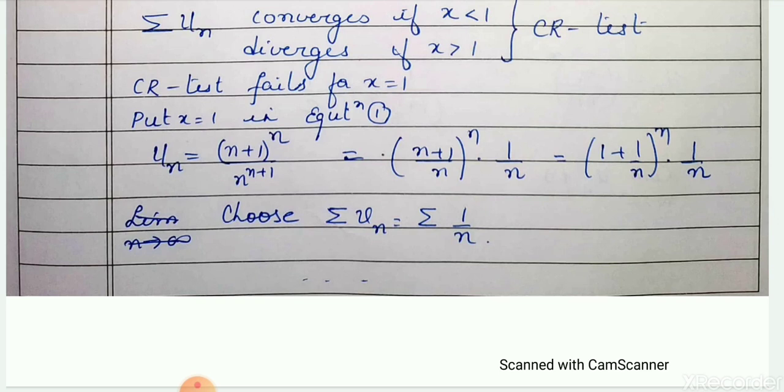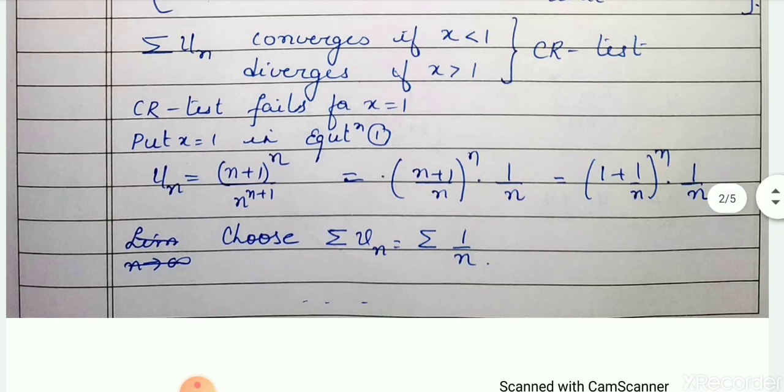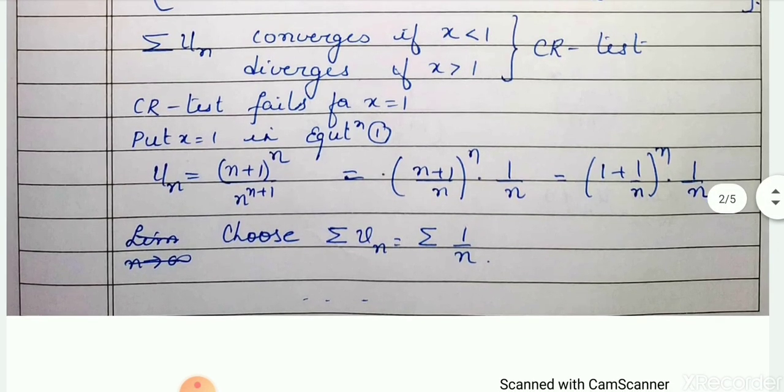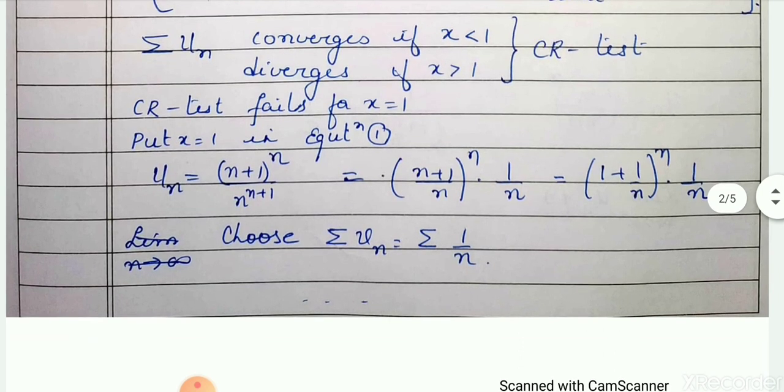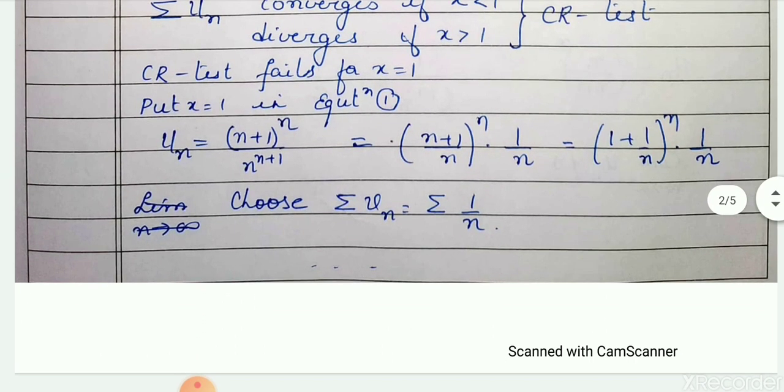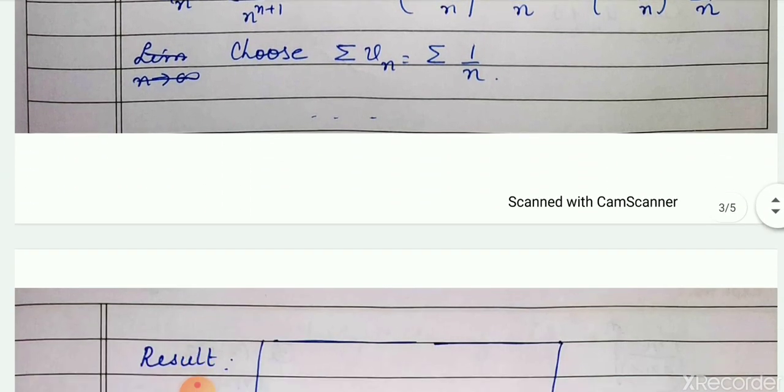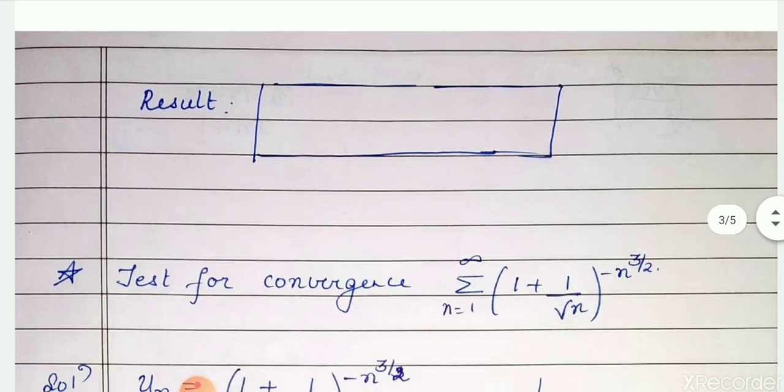Then on observation, we find sigma vn is a p series where p is equal to 1. Then by p series test, sigma vn diverges. Then by comparison test, sigma un also diverges. And finally, you have to write down the result. It becomes sigma un converges if x is less than 1 and diverges if x is greater than or equal to 1. So conclusion, you have to write it again. Write down the result.